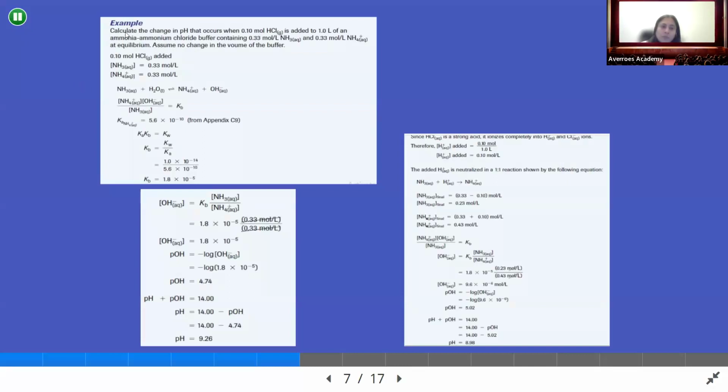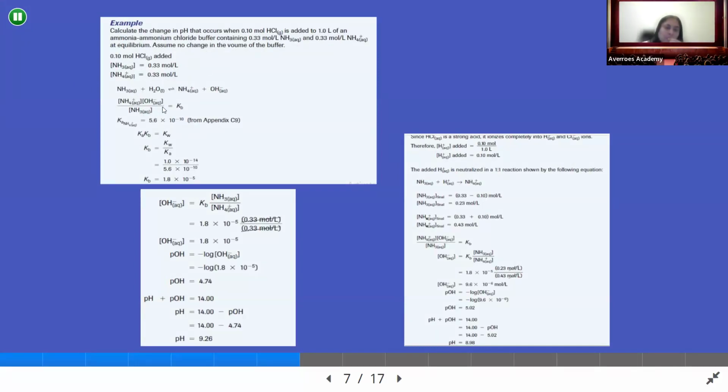So for example, calculate the change in pH that occurs when 0.1 moles of HCl is added to 1 liter of an ammonia-ammonium chloride buffer containing 0.3 moles per liter ammonia and 0.33 moles per liter ammonium, or the NH4+, at equilibrium, and assume no change in the volume of the buffer. So we write out our knowns: 0.1 moles of HCl is added. We have our concentration of NH3 to be 0.33 and our concentration of NH4+ to be 0.33.